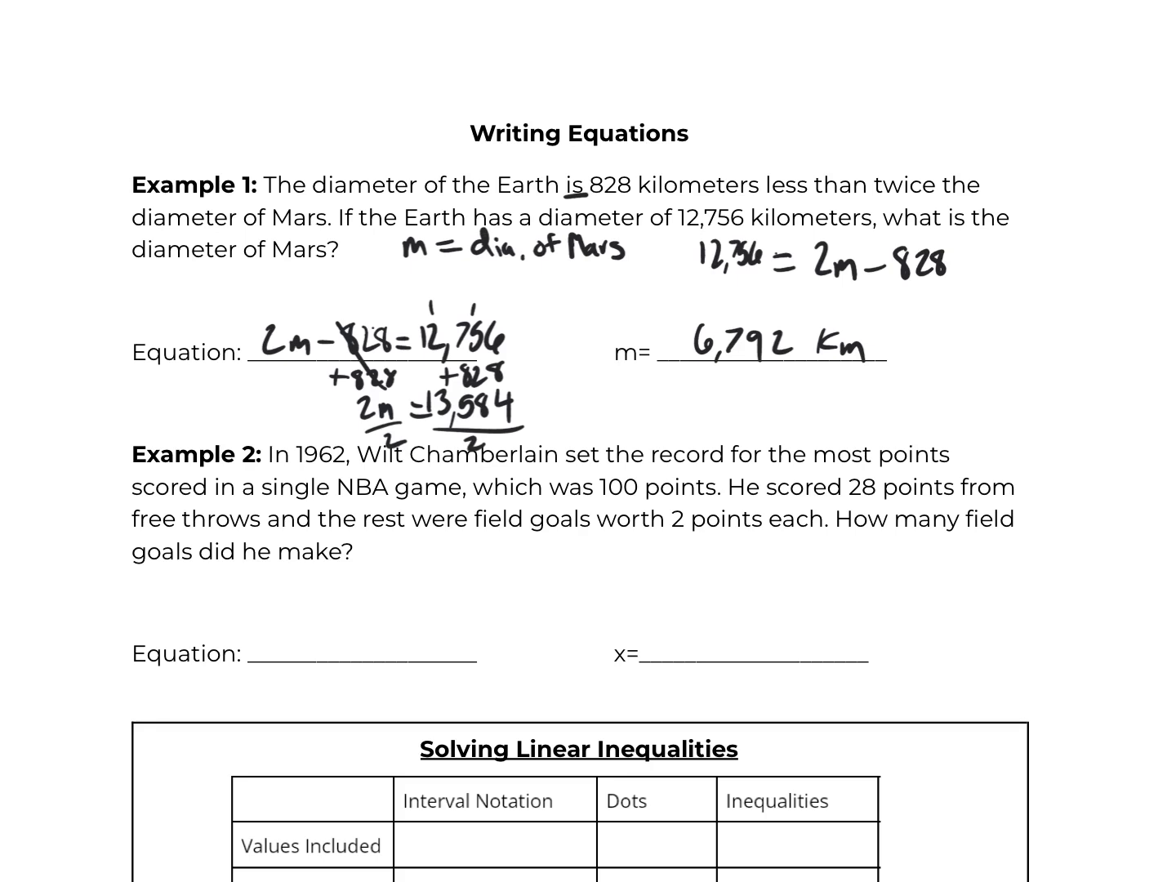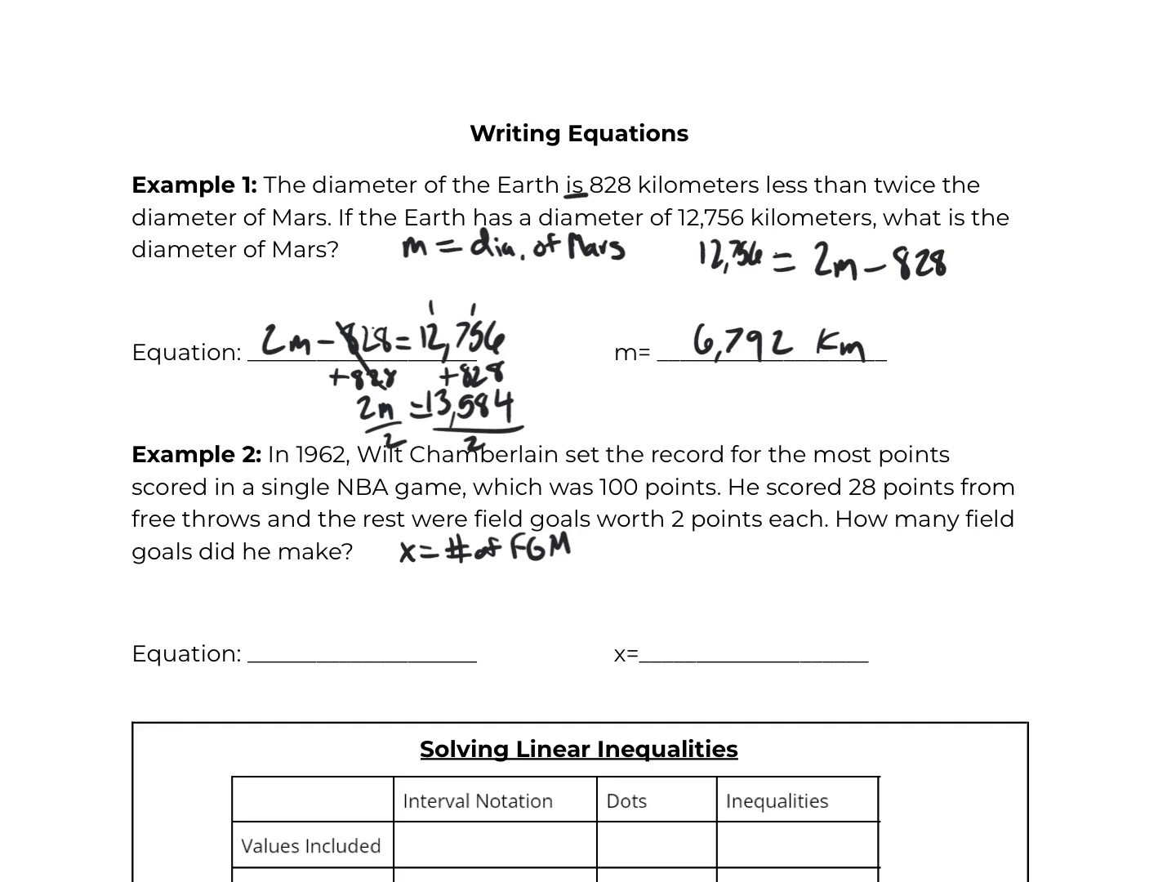Next, we're going to look at this example. In 1962, Wilt Chamberlain set the record for the most points scored in a single NBA game, which was 100 points. He scored 28 points from free throws, and the rest were field goals worth 2 points each. How many field goals did he make? So the easy way to do that is, first of all, we just need to assign a variable. In this case, we're going to say x is the number of field goals made. So the number of field goals he made, we're going to call x.